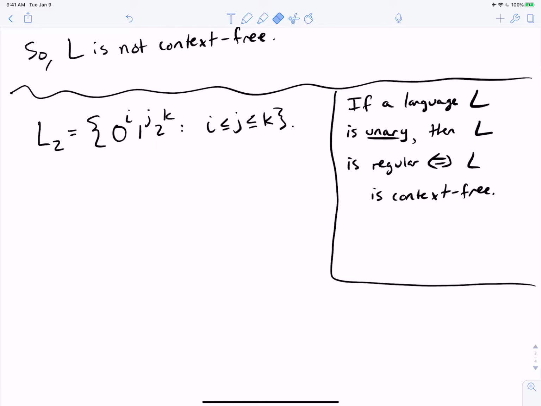So what did we establish about perfect squares and primes before? Yeah, they're not regular. And if you believe what this says, what do we know about whether they're context-free or not? They're not context-free either.